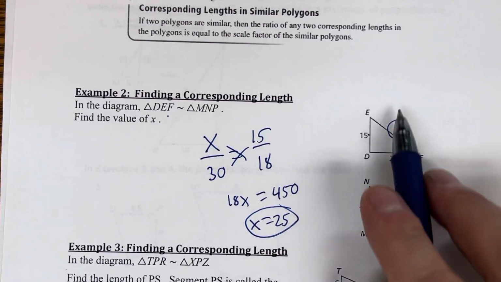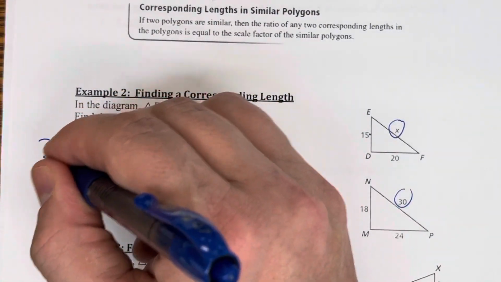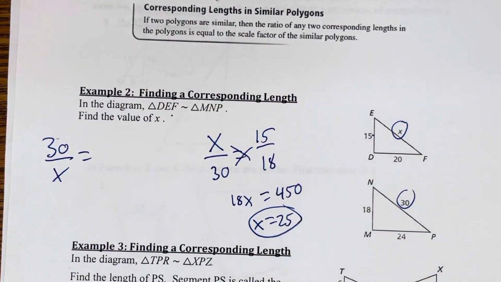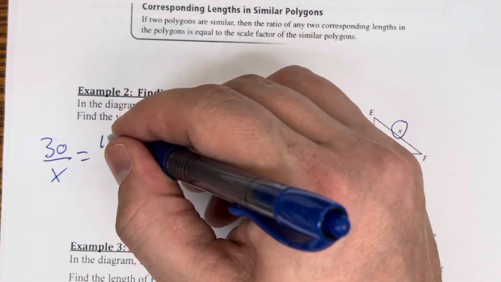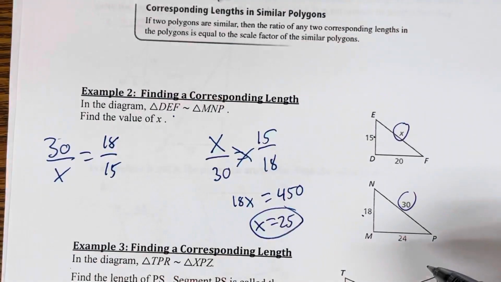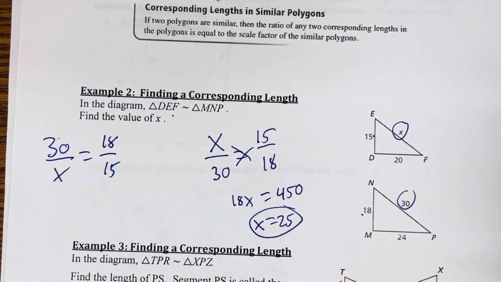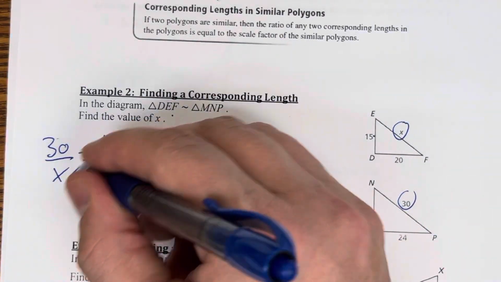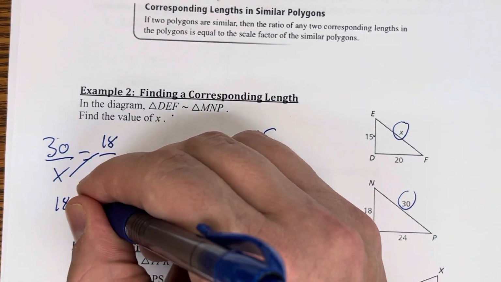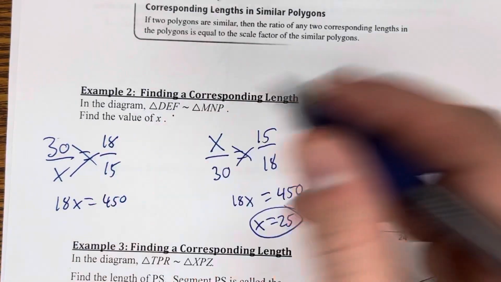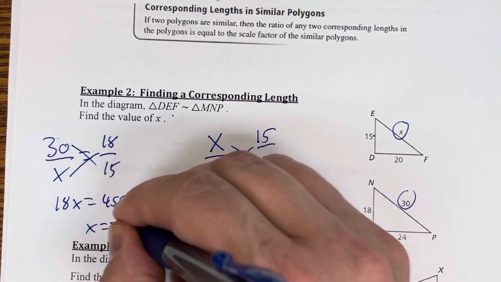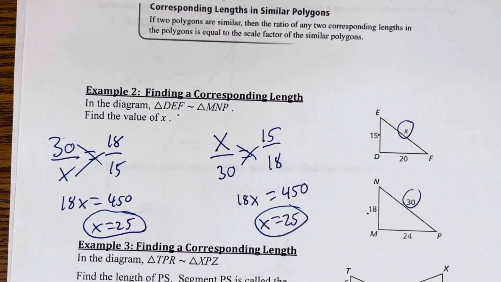I could have done 30 over X is equal to 18 over 15. That's the same way I did it, I just flipped it around. So let's see if we get the same answer. 18X equals 30 times 15. Same exact thing, 450. And I still get X to equal 25. So we do have some options on how we set those up.